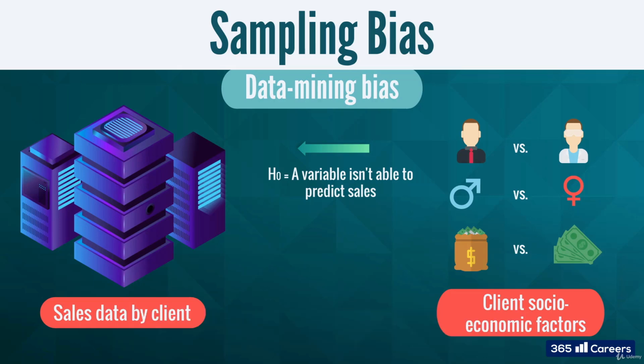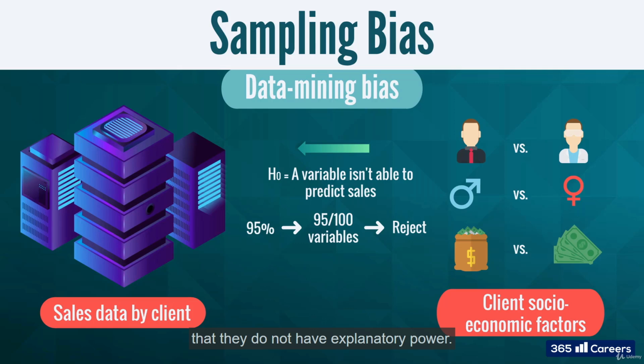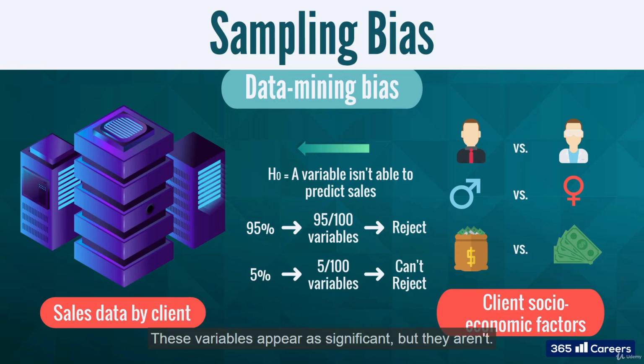You go ahead and test the hypothesis that a variable doesn't have predictive power for future sales levels. At a 95% confidence level, you will be able to reject 95 of the 100 variables and say that they do not have explanatory power. However, 5 of them, due to pure luck, would appear as significant predictors of sales. These variables appear as significant, but they aren't.